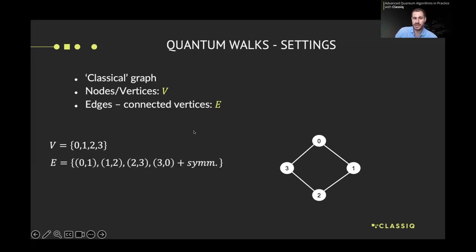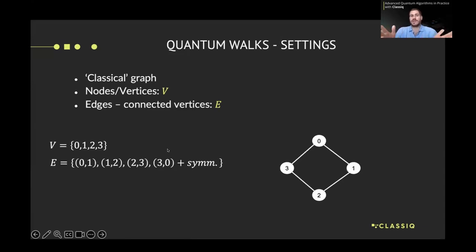And the set of the edges are all the tuples with 2 connected vertices. So we have 0 and 1, so this is an edge. We have 1 and 2, this is another edge. We have 2 and 3, another edge. And 3 and 0, another edge. And we have all the symmetries of this. So we have 1 and 0, 2 and 1, 3 and 2, and 0 and 3.